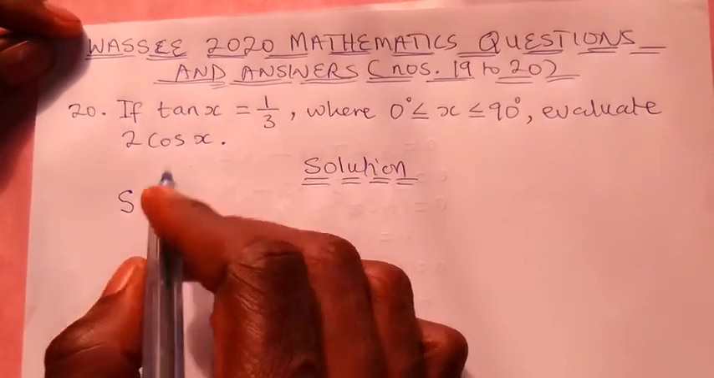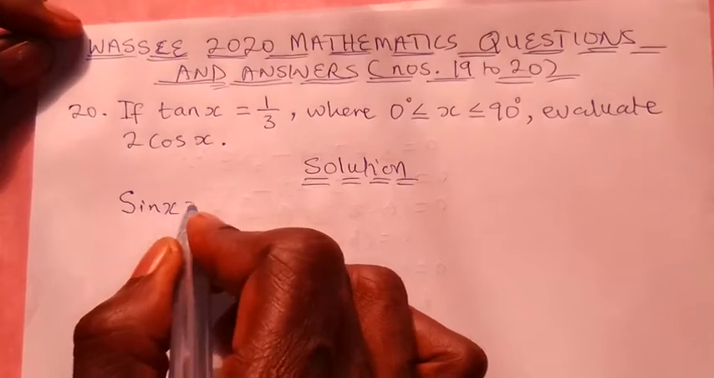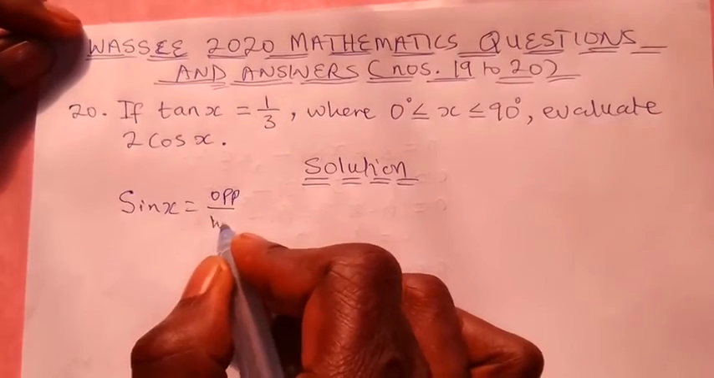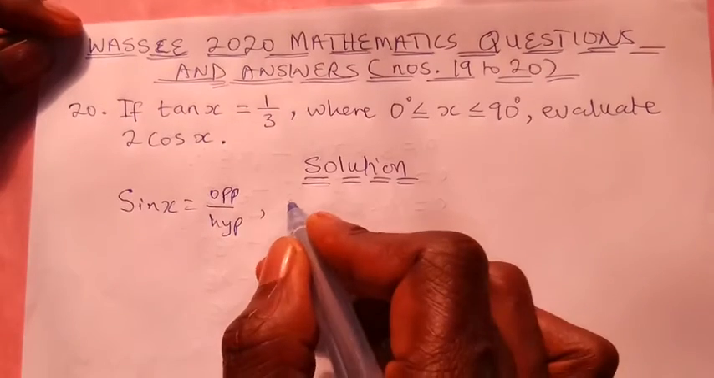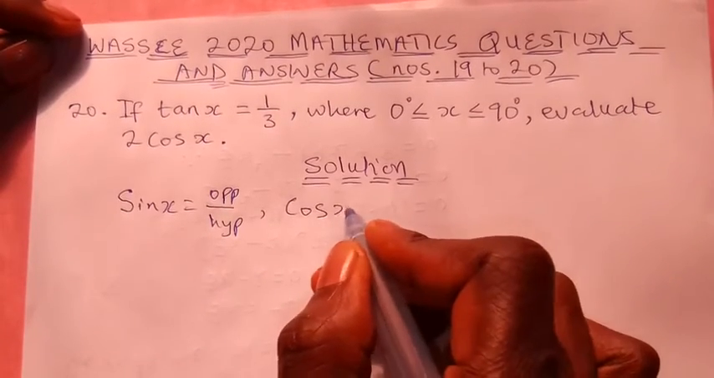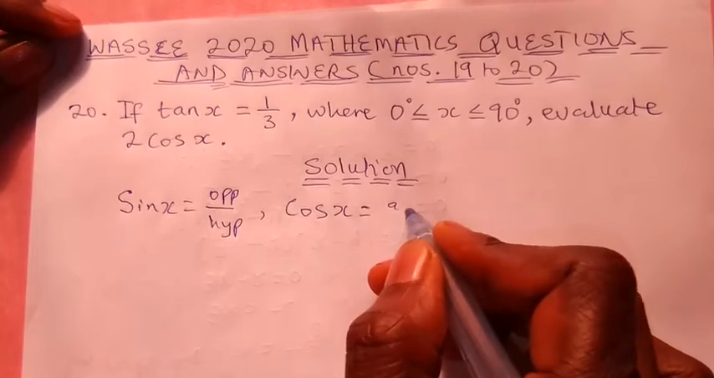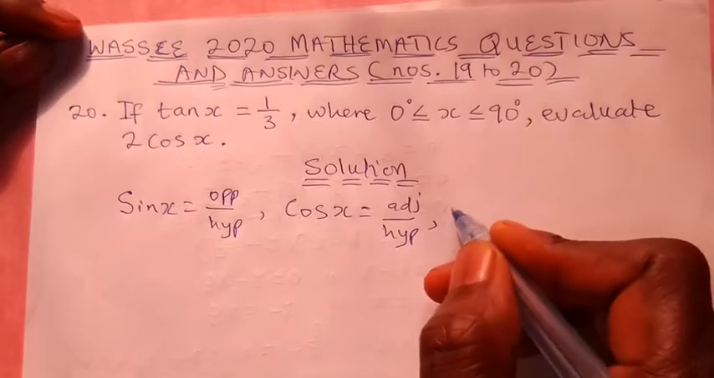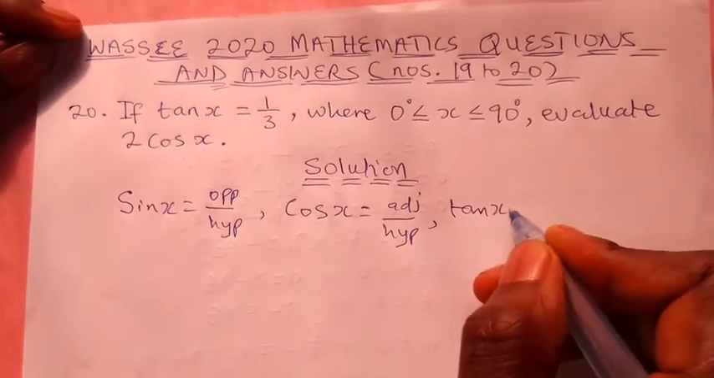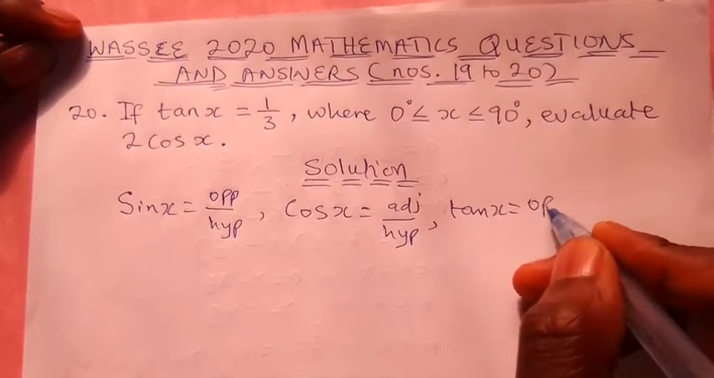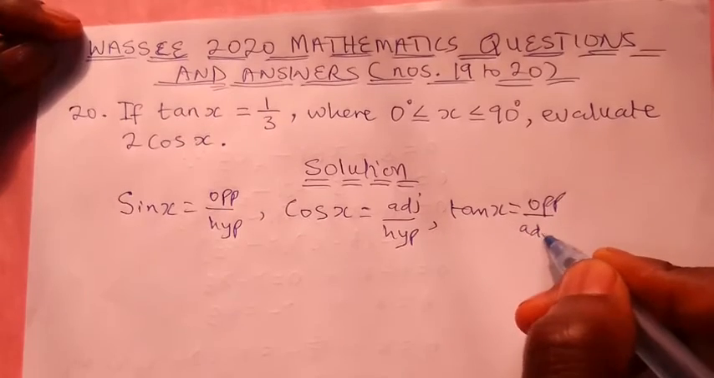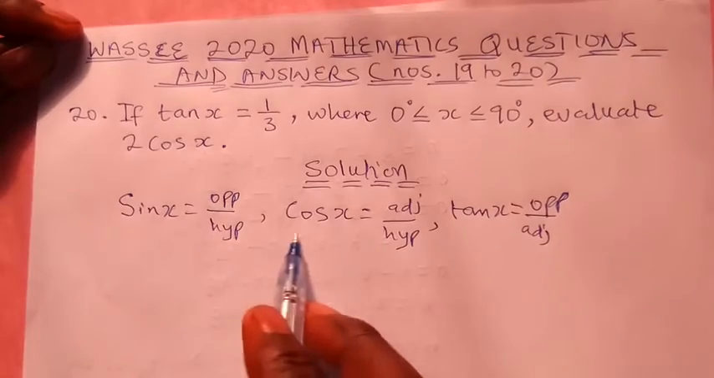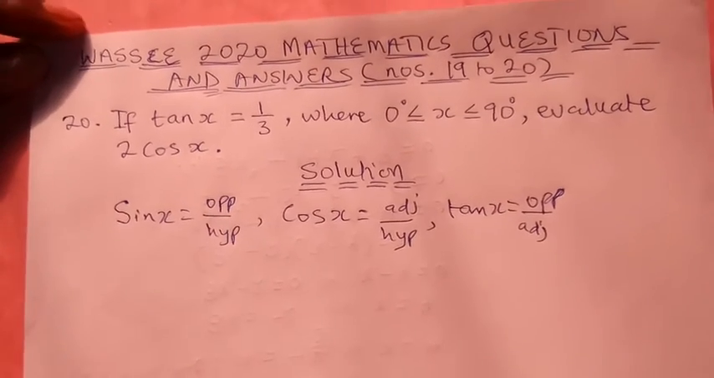Since we're having x there, the ratio for sine x is opposite upon hypotenuse. Then the ratio for cosine x is adjacent upon hypotenuse. Then lastly, the ratio for tan x is opposite upon adjacent. So these are the respective ratios for your sine, cosine and tangent. Now back to the question.